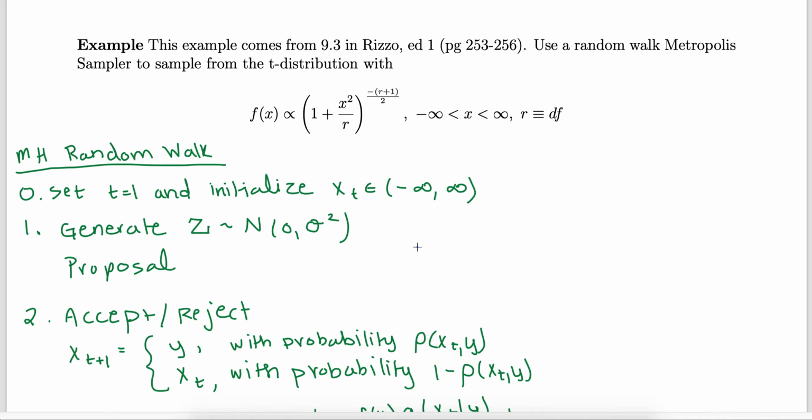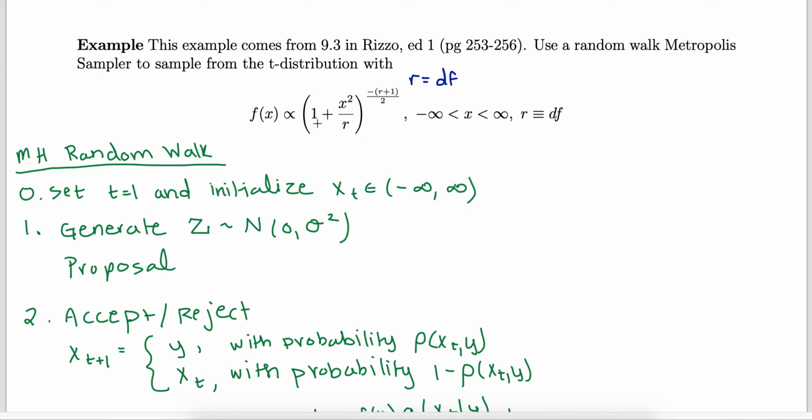Everyone, we're going to check out our second example of the Metropolis-Hastings algorithm. Again, we're generating a Markov chain that is guaranteed by the construction of the algorithm to converge to our target distribution. In this example, our target distribution is going to be the t-distribution. Here, r is our degrees of freedom, in case you're familiar with this distribution in other settings. So r is our degrees of freedom.